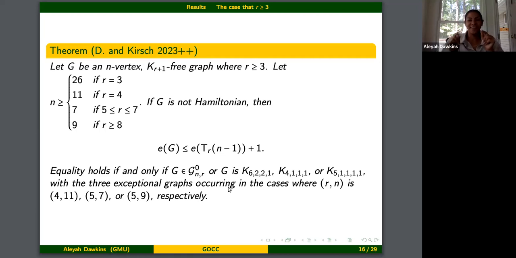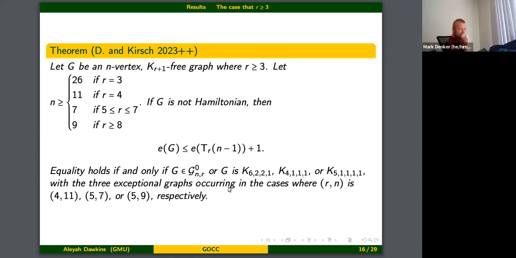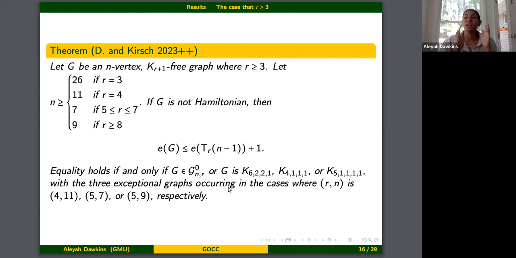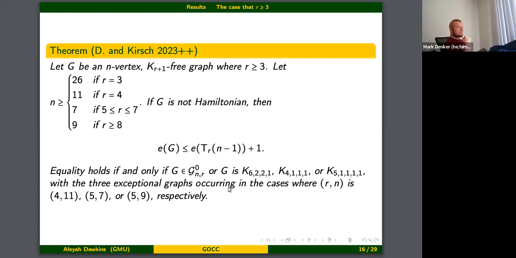And the reason is because for a complete multipartite graph to be Hamiltonian, the largest part can be at most half the number of vertices. So 5 is strictly more than 4, so it's not Hamiltonian. Okay, thank you.